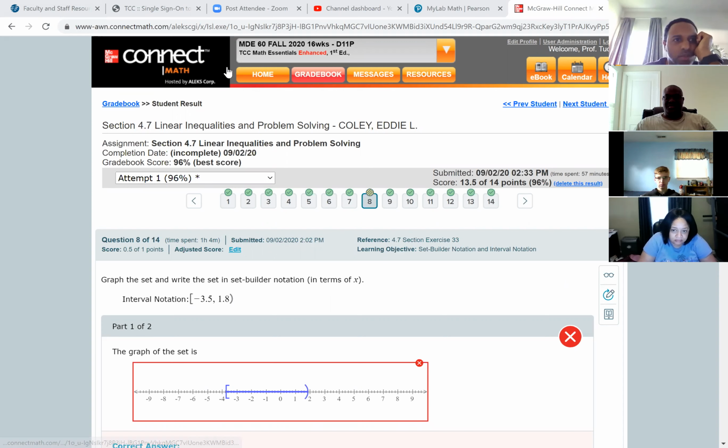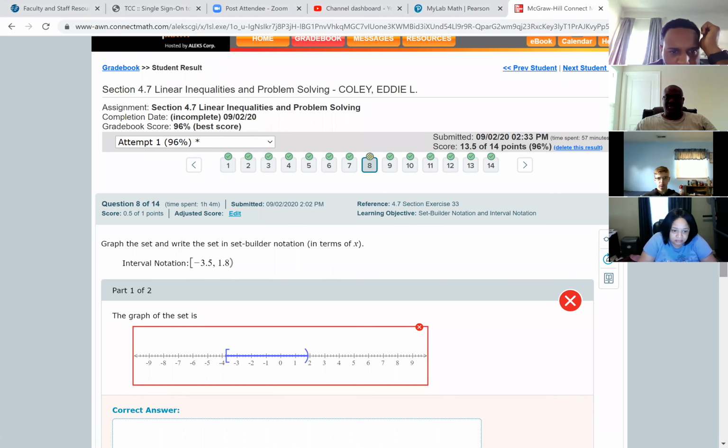All right, so you wanted to put in interval notation, use brackets and parentheses. That 3.5 should be in the middle, right here. That should be closer to the middle of the -3 and the -4. The 1.8 is fine, but that 3.5 has to be in the middle. A little too close to the 4.